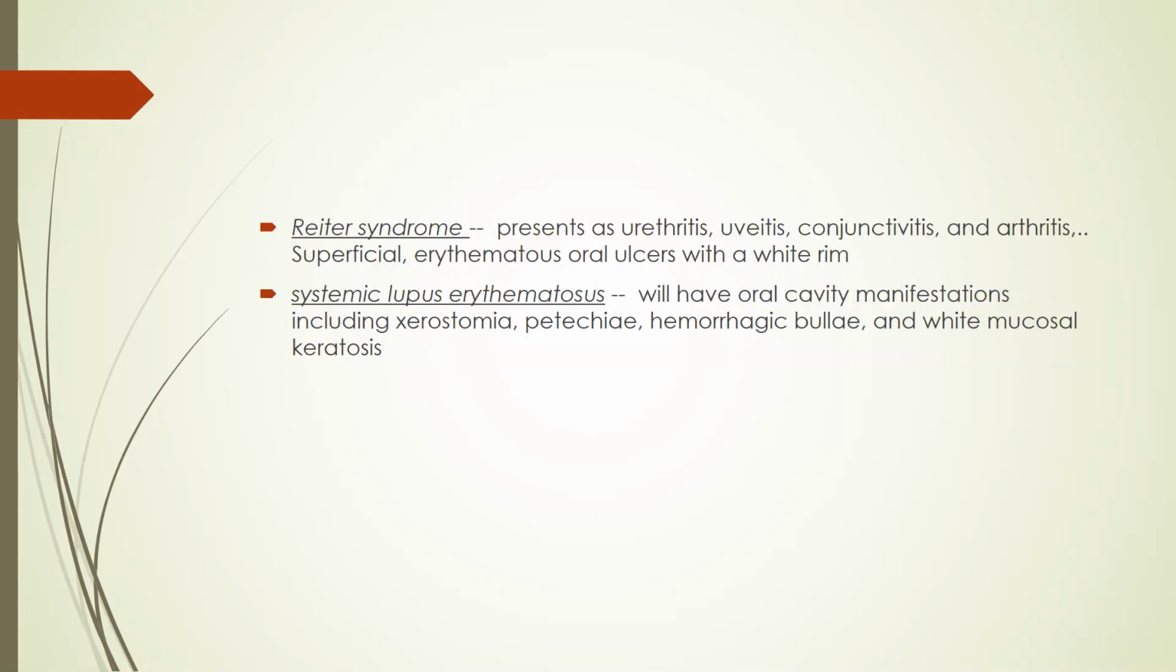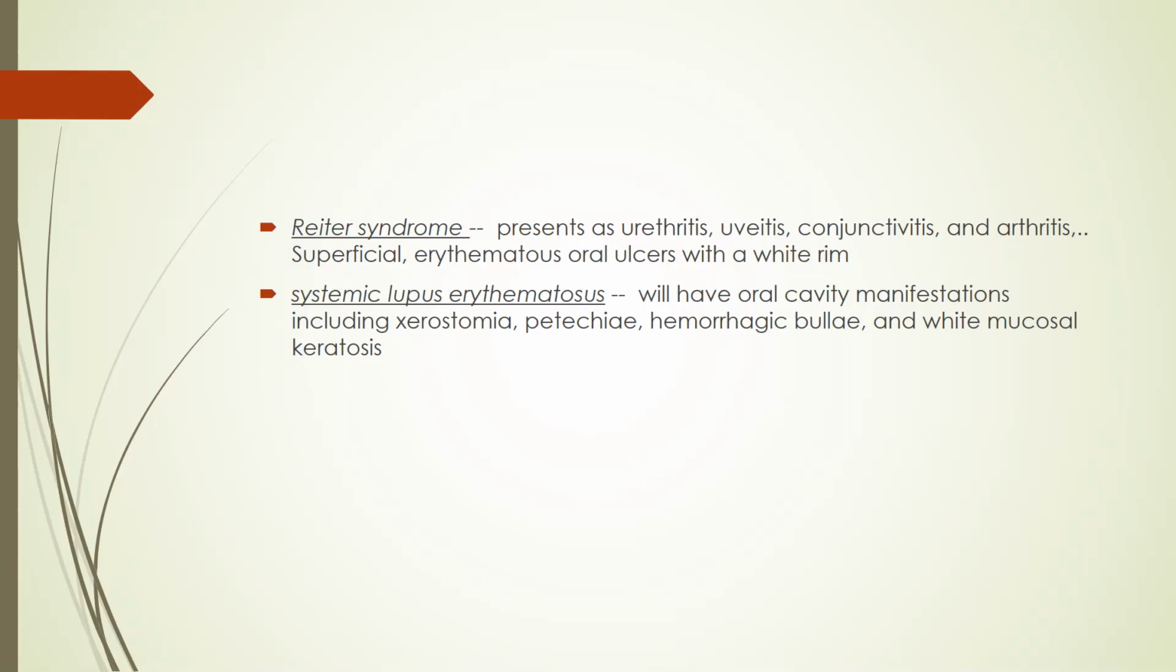Reiter syndrome. This is also a systemic disease in which there is urethritis, uveitis, conjunctivitis. Here, arthritis is an additional feature, so along with the ophthalmic involvement, you can say that the joints are involved. Here, the ulceration is superficial, erythematous with a white rim. In the previous one, it was Wagner's, which has erythematous margins or rim, and here the margins are white. So these are the differentiating points of different ulcers in the oral cavity.